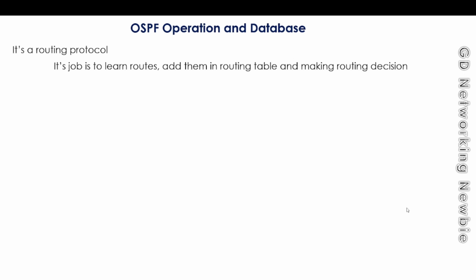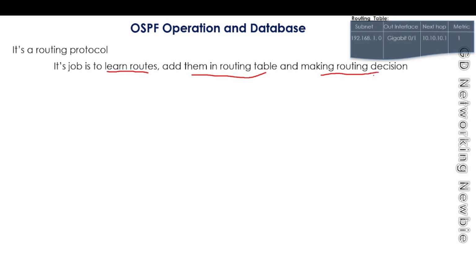Hi everyone, in this video we are going to discuss OSPF operation and database. OSPF stands for Open Shortest Path First. OSPF is a routing protocol, and the job of every routing protocol is to learn routes, add them in the routing table and make routing decisions. So at the end, every router will have a table like this. In this table they will have routes from that particular router to different destinations.